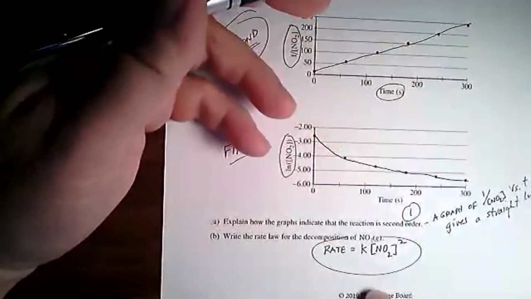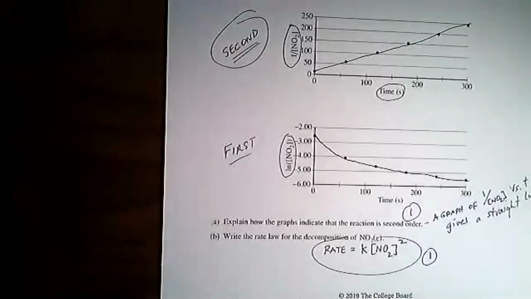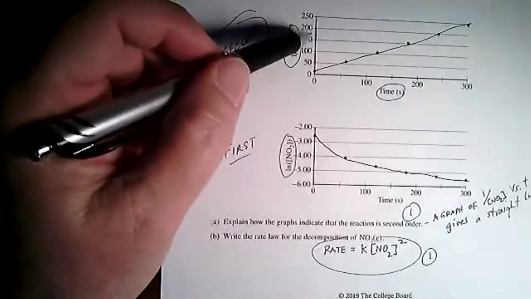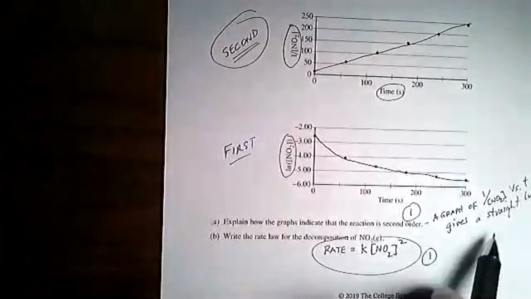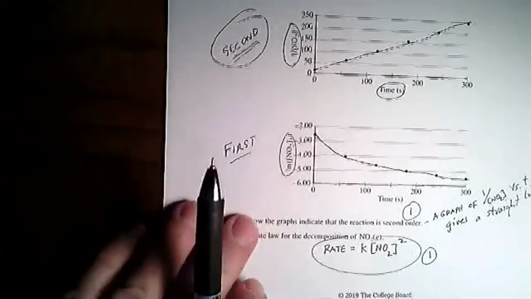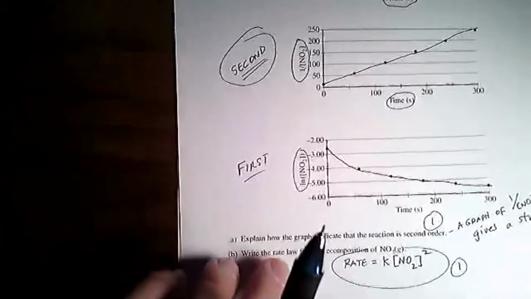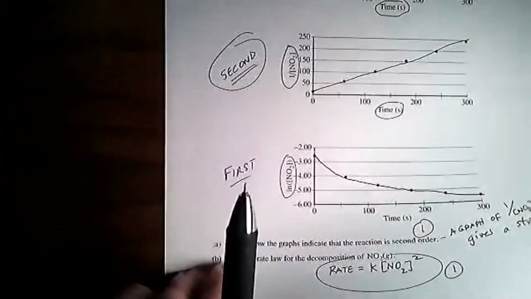That first question here, which was just interpreting the graph, this was worth 1 point. This was another 4-point question. Writing the rate law, that's worth another point. So if you were able to tell this was second order, that graph was second order and explain why, and you could write a second order rate law, just like this, you're at 2 out of 4 and you're going to pass this question because it's only worth 4 points total.